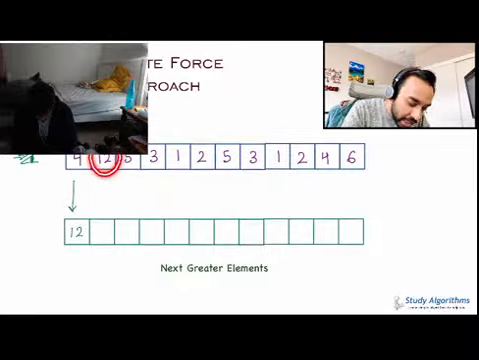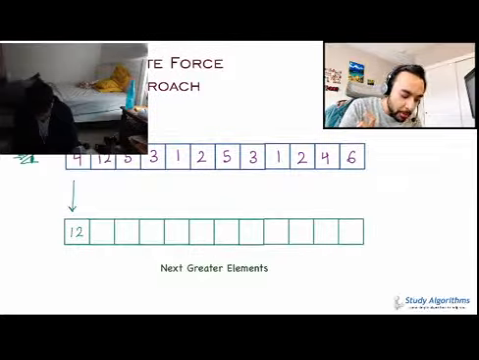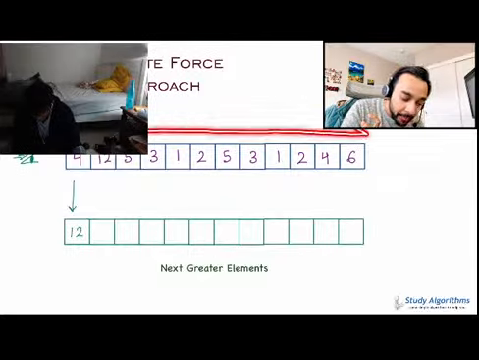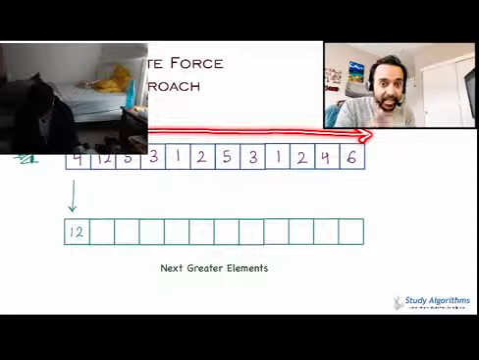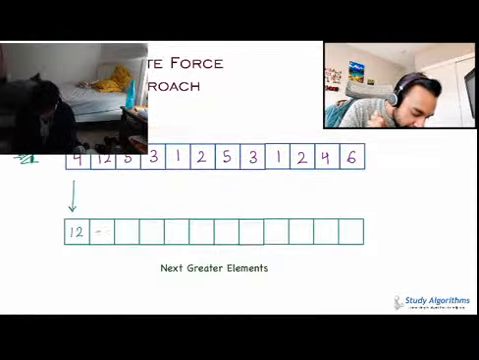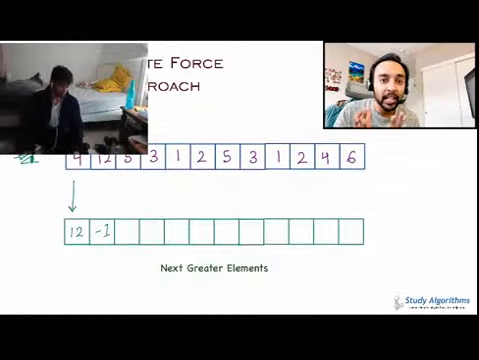Going ahead, I have the element number 12, right? When you have to look for the next greater element, you don't start from the very beginning. You will start from 12 and then look all the way to the right. When you look all the way to the right, you do not find any element that is greater than 12, right? So for element 12, the next greater element will be -1. That simply means that you are unable to find the element greater than 12.